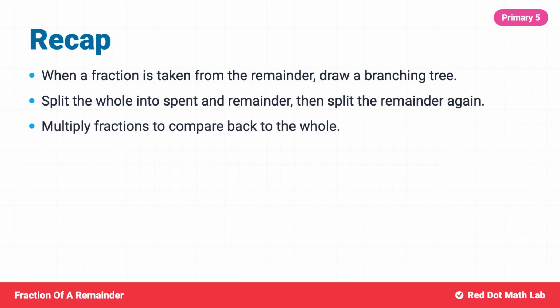Let's recap. Whenever you see a fraction taken from a remainder, draw a branching tree. First, split the whole into spent and remainder. Then split the remainder again into its own spent and left parts. Multiply fractions along the branches to find what fraction of the whole is left. Then match it to the number given.